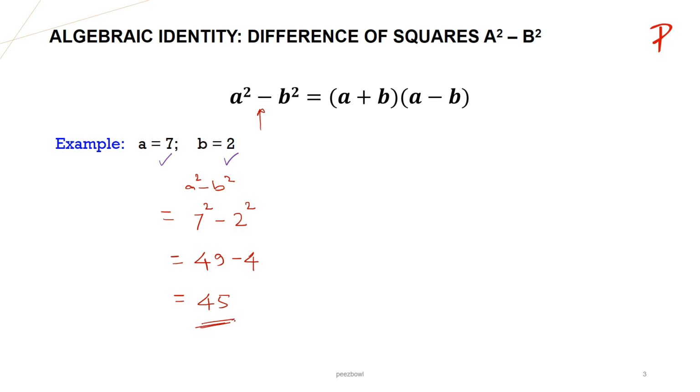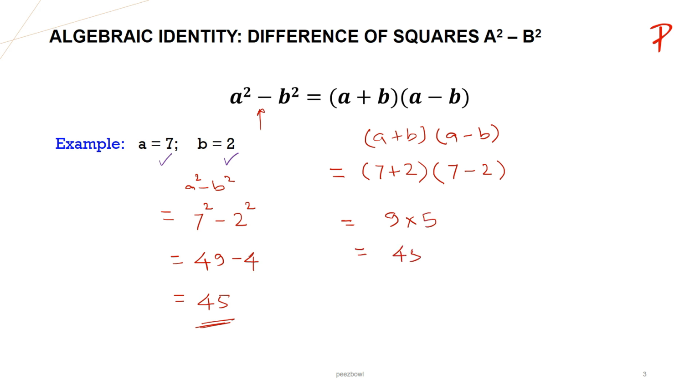And for the right hand side, we have a plus b multiplied by a minus b. So in the bracket we have 7 plus 2, and in other bracket we have 7 minus 2, right? 7 plus 2 is 9, multiplied by 7 minus 2 is 5. 9 multiplied by 5 is 45, right? You see, in the left hand side we have 45, and on the right hand side also we have 45. So both the sides are equal.